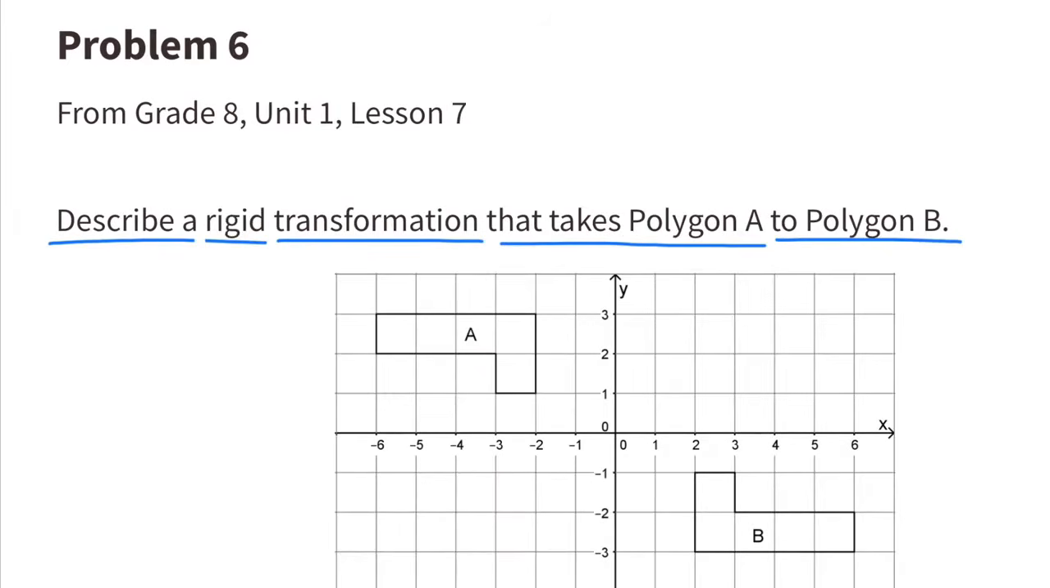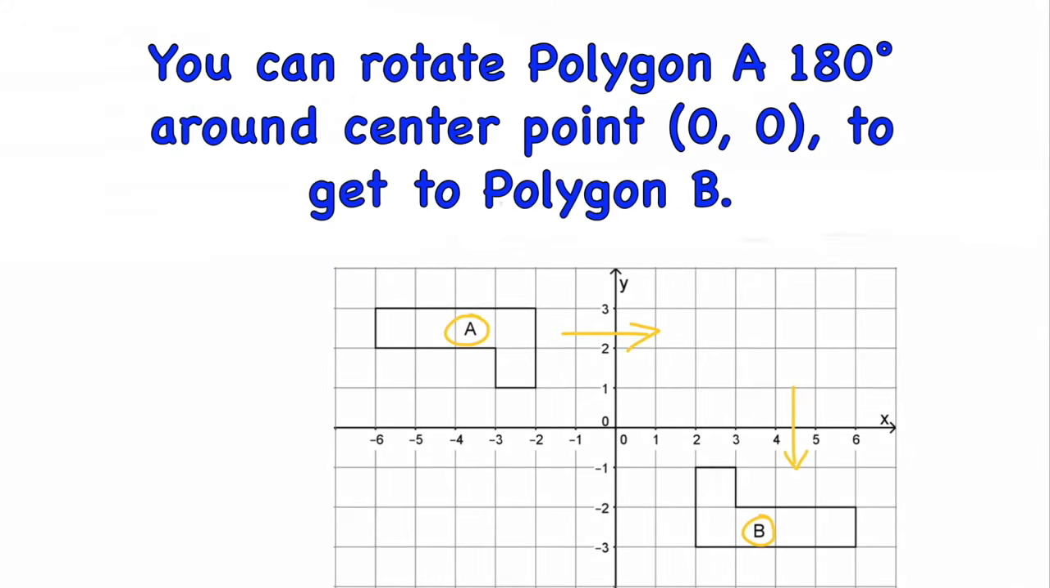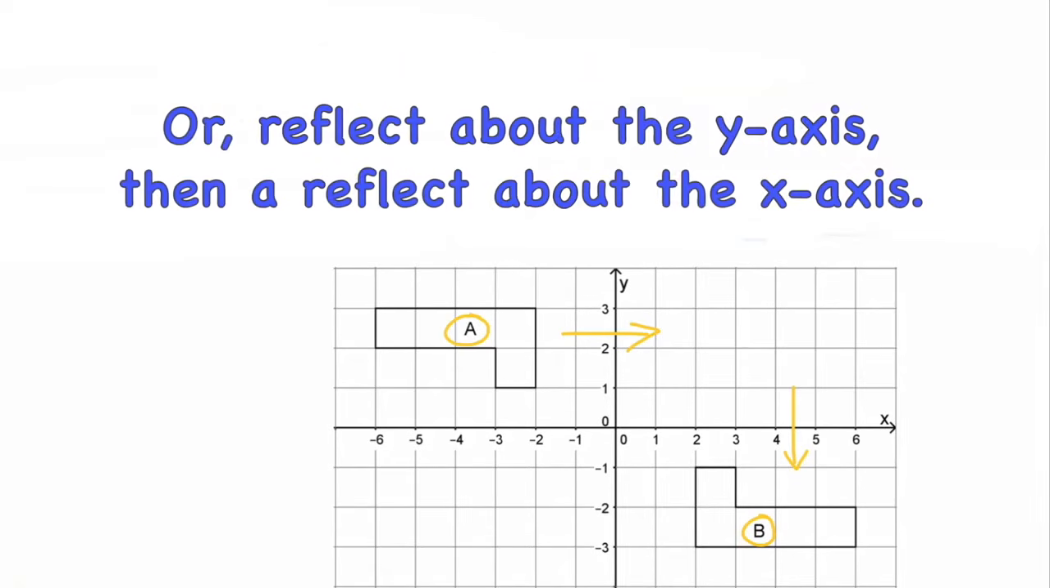Number 6. Describe a rigid transformation that takes polygon A to polygon B. Whatever it is, this rigid transformation is going to move polygon A to the right and then down to where polygon B is located. You can rotate polygon A 180 degrees around center point 0, 0 to get to polygon B. Or you can reflect about the y-axis, then reflect about the x-axis.